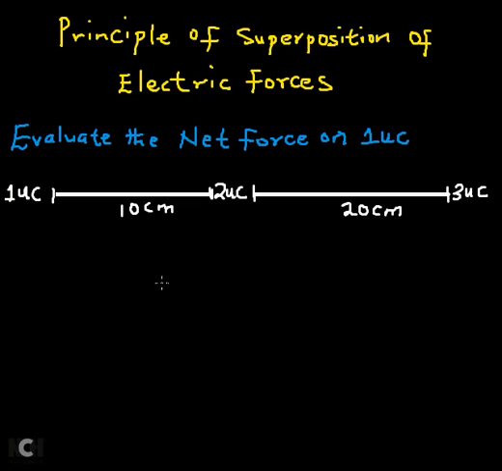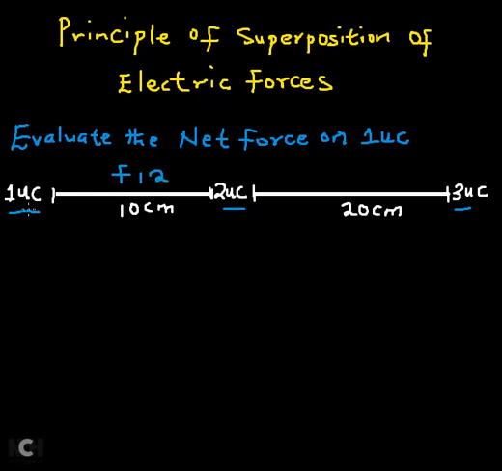So now I have a question here. I was asked to evaluate the net force on the 1 microcoulomb charge. So what does that entail? It simply means that there are three charges here: 1 microcoulomb, 2 microcoulombs, and 3 microcoulombs, separated by this distance. 2 microcoulombs is separated from 1 microcoulomb by 10 cm, and since 1 microcoulomb and 2 microcoulombs are both positive, there's going to be a force of repulsion. Let me call the force between 2 and 1 microcoulomb F12.